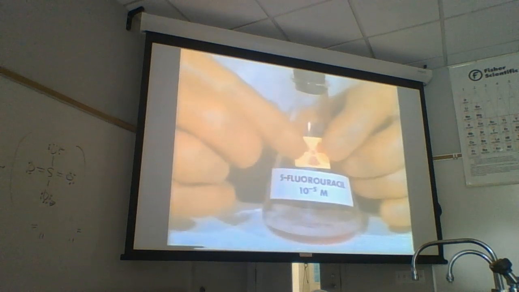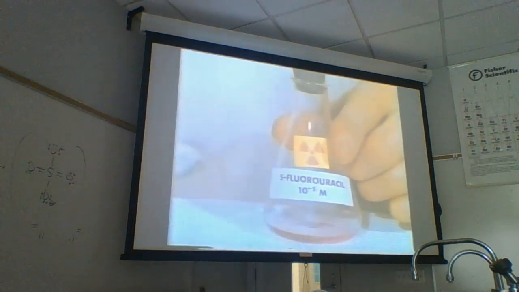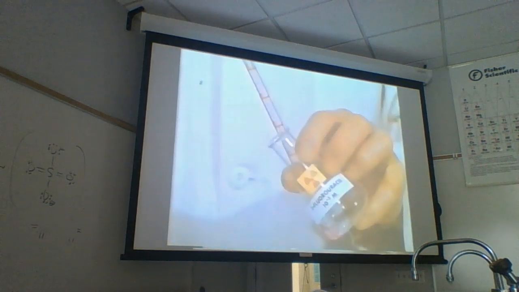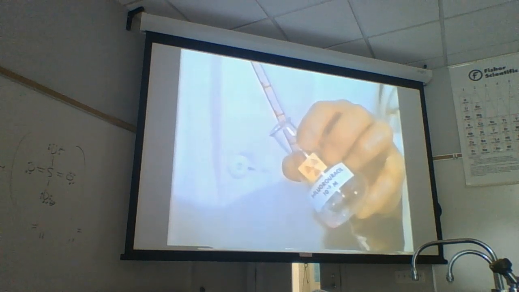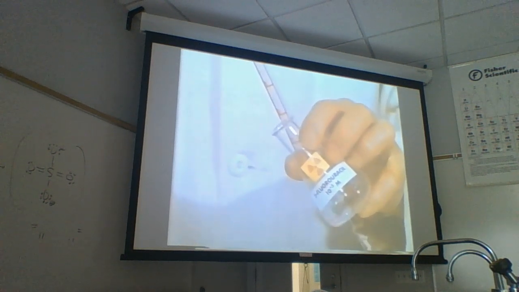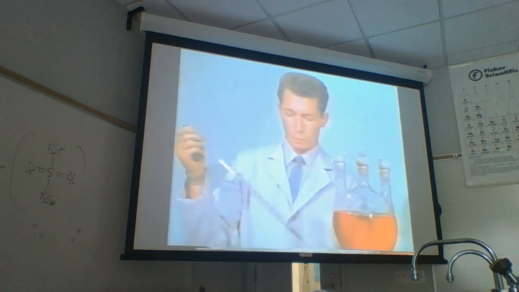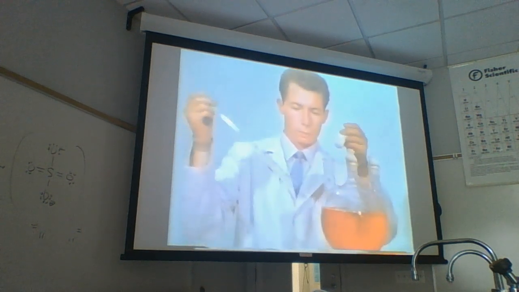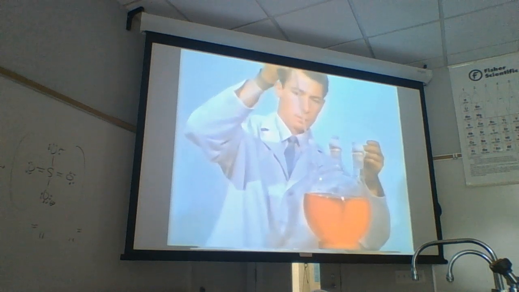Here is specially prepared 5-fluorouracil containing radioactive carbon-14. By tagging the 5-fluorouracil with these radioactive atoms, we can determine where the 5-fluorouracil goes in a human cell. We'll add a small amount of the radioactive 5-fluorouracil to the living culture. In about half an hour, these radioactive molecules will be incorporated into the cancer cells.